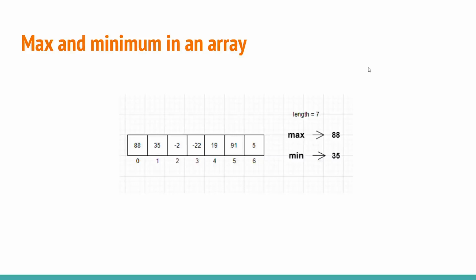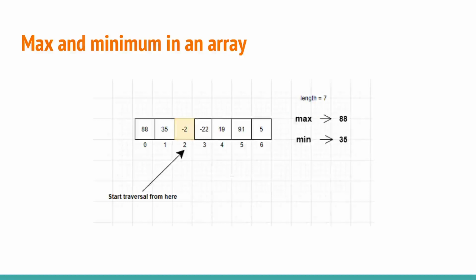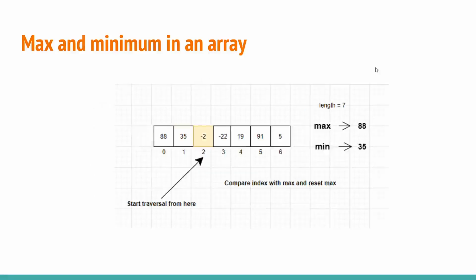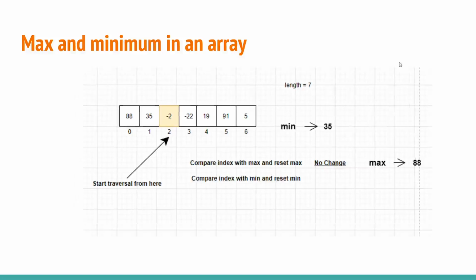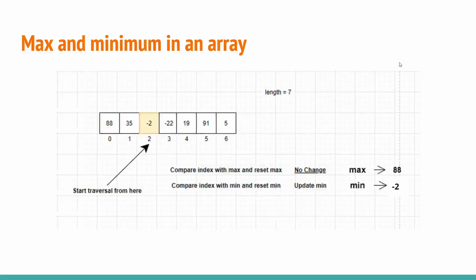After max and min are defined, we'll start by traversing the array from the second index, which is pointing to -2. Now the second index will be compared with maximum number, which is 88, and accordingly max will be reset. In this case, maximum number is actually greater than -2, so there will be no change. But in case of minimum, there will be a change since -2 is actually smaller than 35. So max will be 88 and min will be -2 after comparison with the second index.